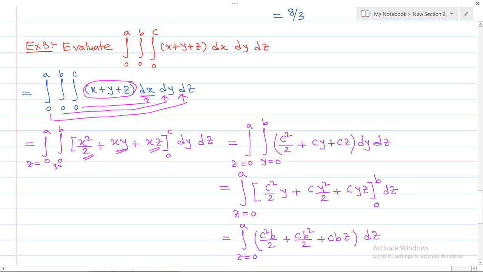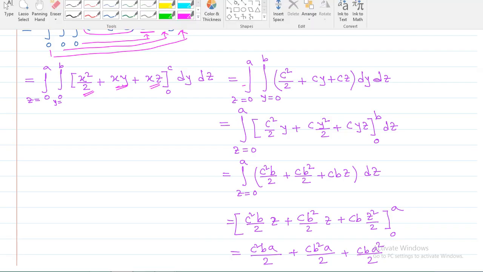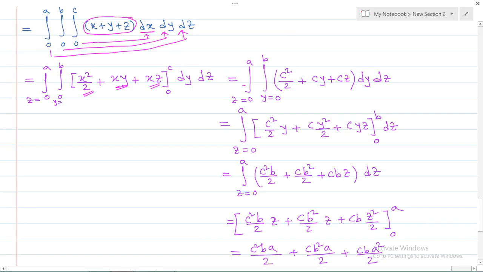Now we put the limit of x, and after putting the limit, what we get side by side you can understand: z is 0 to a, y limit is also 0 to b, and we have c square upon 2, cy plus cz, that we can see from here. Now we have to perform the integration with respect to y. So c square by 2 is constant, so only dy will be there, so it will come c square by 2 y only.